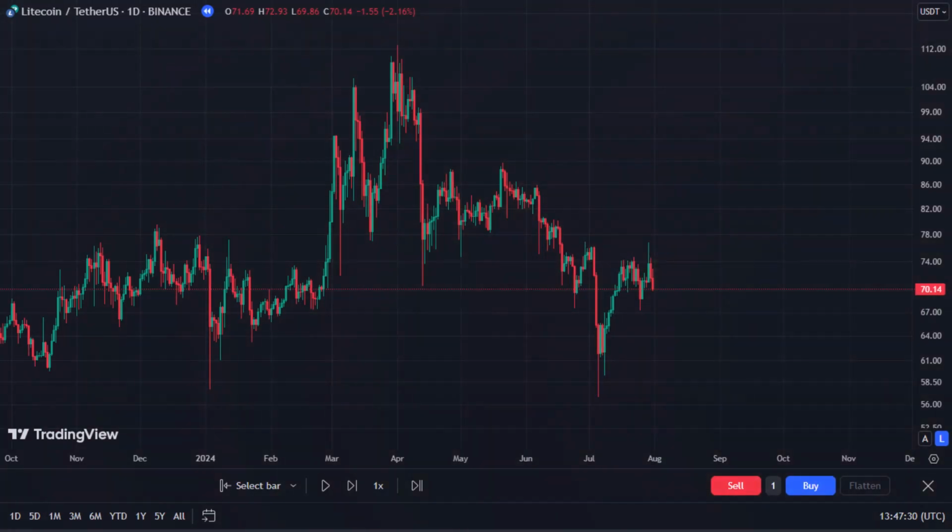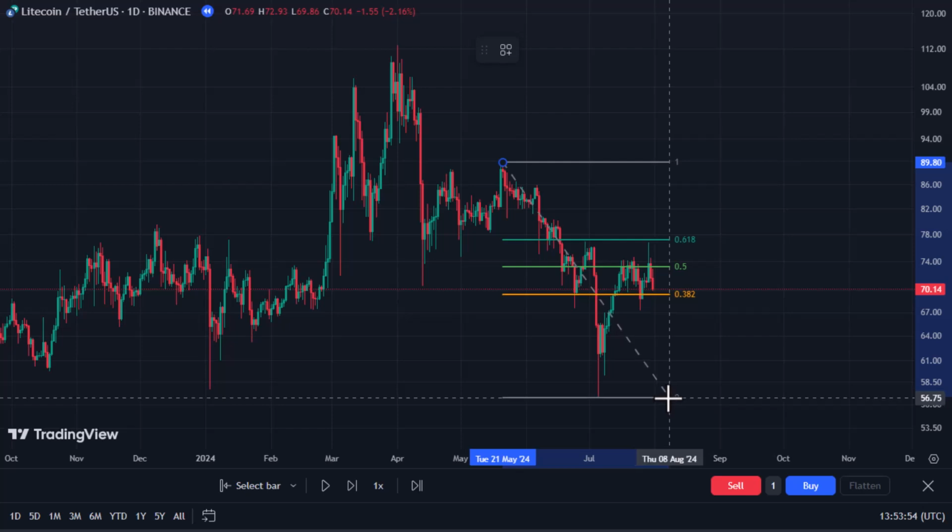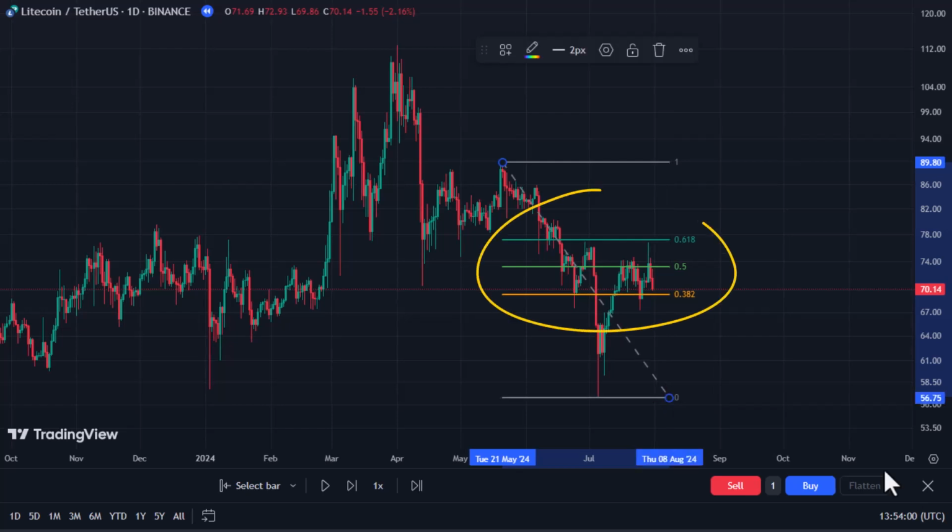On the other hand, in a downtrend, we will reverse the process. First, we must identify the most recent swing high on this chart, which is this point, and then we must identify the most recent swing low on the chart, which is this point. Then we grab the retracement tool and draw, beginning from the high of the swing high to the low of the swing low. These three lines that formed are the Fibonacci retracement levels.